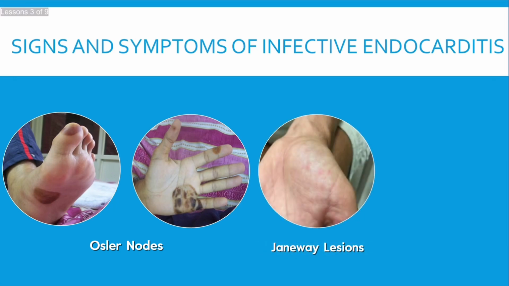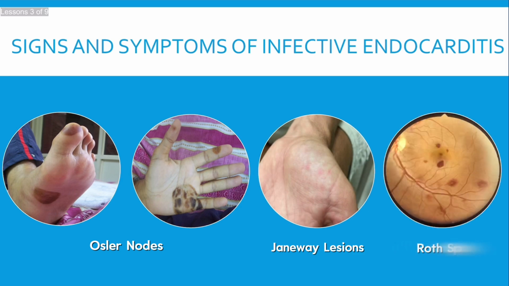Janeway lesions. Unlike Osler nodes, these lesions are painless. They appear as hemorrhagic, blanching red spots located on the palms and soles. Roth spots. These appear in the retina and are visible during a fundoscopy, which are pale, oval lesions with surrounding hemorrhage that result from immune complex deposition in the retina.